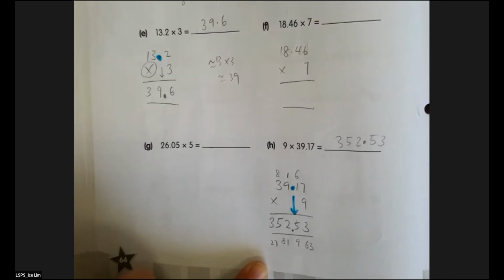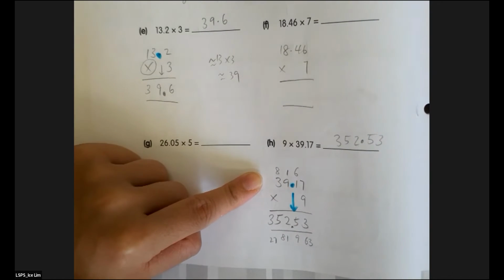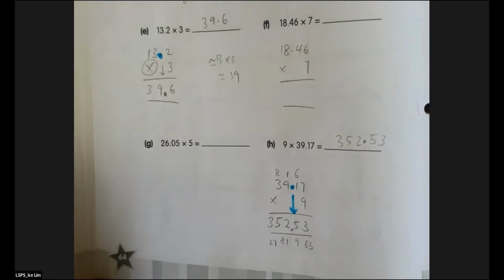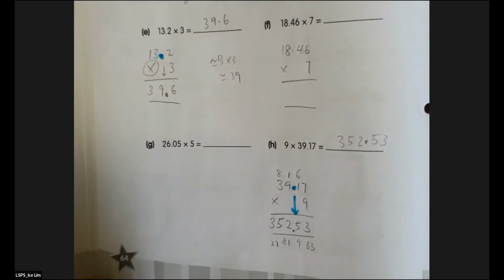Okay, so 39 dollars and 17 cents is about $40, right? So 40 times 9 will be about $360, which is about there. Looks reasonable. Right?